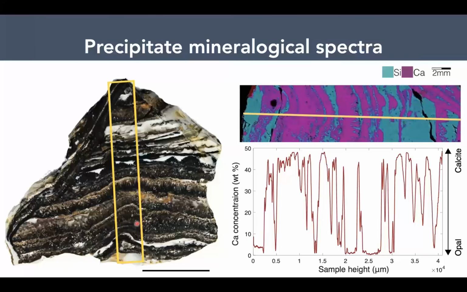And so to do that, I first started with this SEM image, and I am plotting an elemental map here from around this box. And this elemental map has silicon in blue, calcium in purple, so that those are our opals and calcite layers respectively. And then I take line scans across these images to plot these data spectrally. So this is calcium weight percent on the y-axis versus sample height. And you can think of high calcium weight percent as our calcites, low calcium weight percent as our opals.